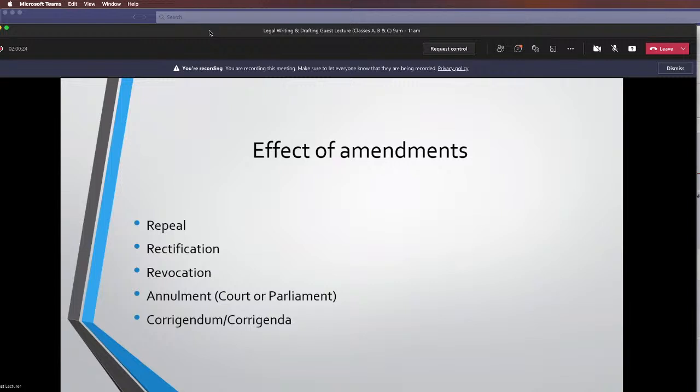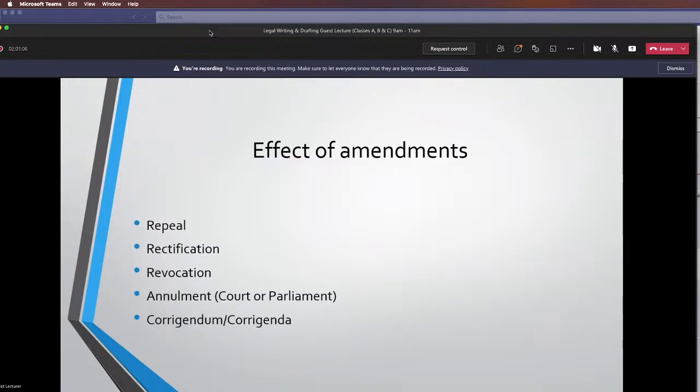Now, the same effect applies for statutory instruments. What a repeal is to an act of Parliament is what a revocation is to a statutory instrument. So for statutory instruments, like rules of procedure, like the Civil Procedure Rules, Court of Appeal Rules, or any other rules, or if we have regulations, the land regulations, we do not repeal them, we revoke them. So repeal is for acts of Parliament, but revocation is for subsidiary legislation.